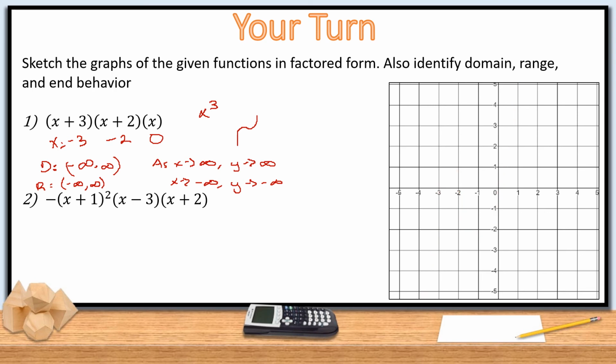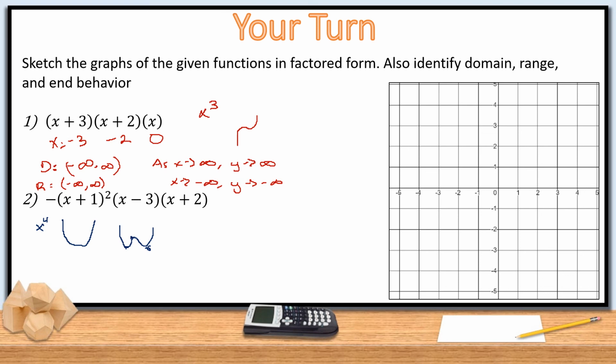Second one, we have a negative. So keep that in mind, whatever the shape is, we're going to flip it. x plus 1 squared, x minus 3, x plus 2. So that would be a highest degree of x of 4. So I'm expecting that kind of U shape, or it'll probably turn into a W. So that'll be 3 turning points.